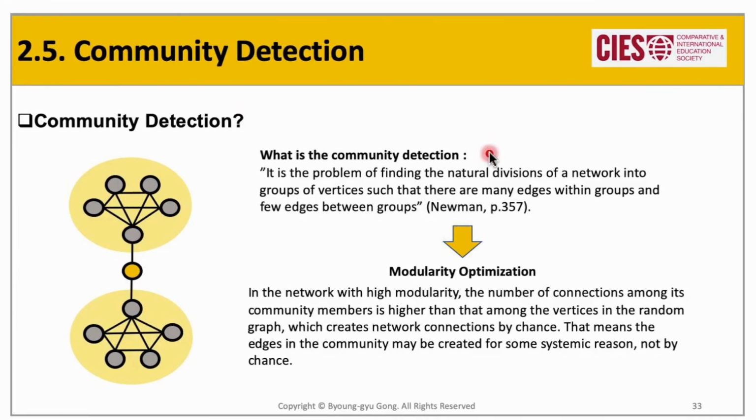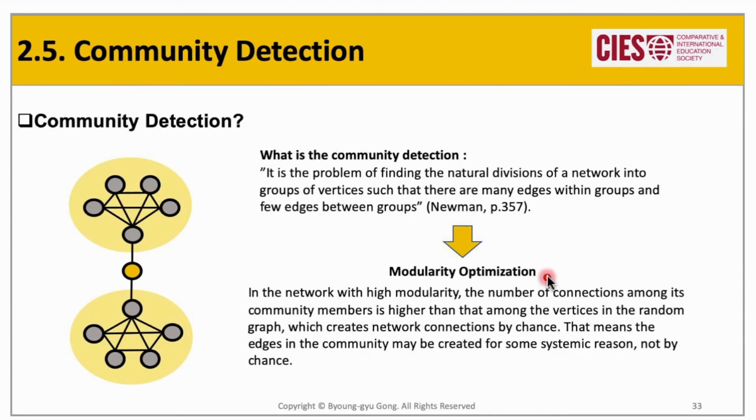Community detection is also one of the key analytic techniques the network data provides. By detecting communities, we can discover new patterns and substructure of the network. Newman defines community detection as the problem of finding the natural divisions of a network into groups of vertices, such that there are many edges within groups and few edges between groups.